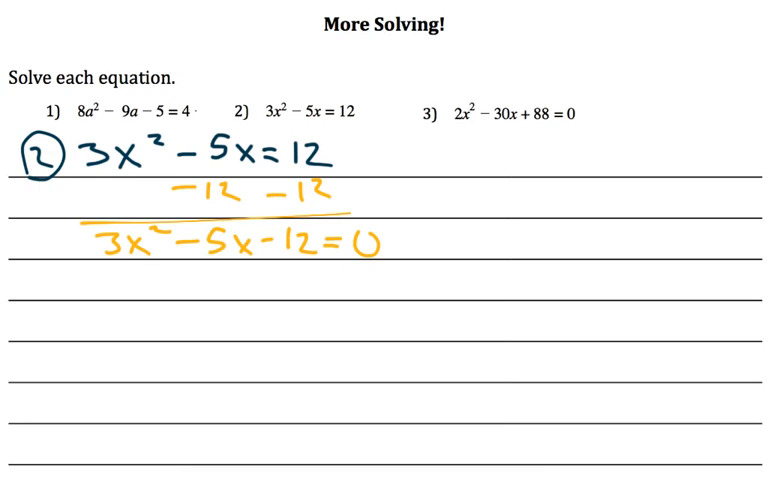3, 5, and 12, their greatest common factor as far as 1 would just be 1, so I can't pull anything out there. So now I'm going to look for the factors of negative 36 that add up to negative 5. Okay, I'm thinking about negative 6 times 6. Well, that doesn't work. That would be 0. Maybe I'm thinking about 1 and 36, 2 and 18, 3 and 12, 4 and 9. But we have to have the larger value be negative to get that negative 5.